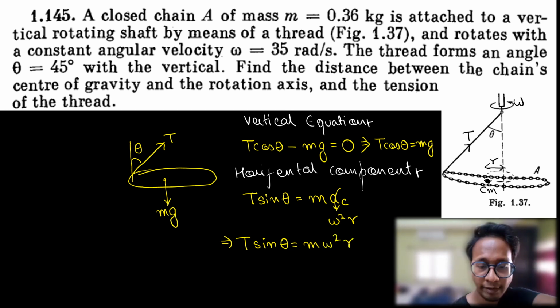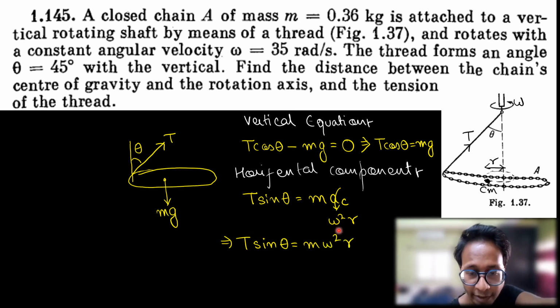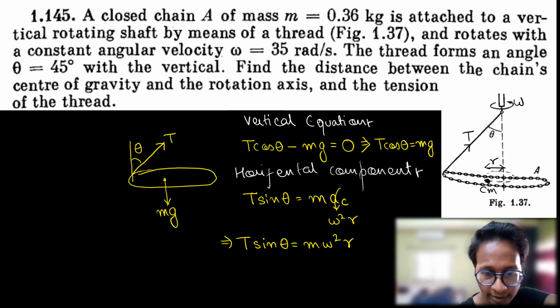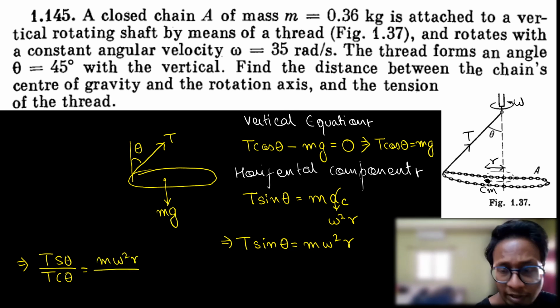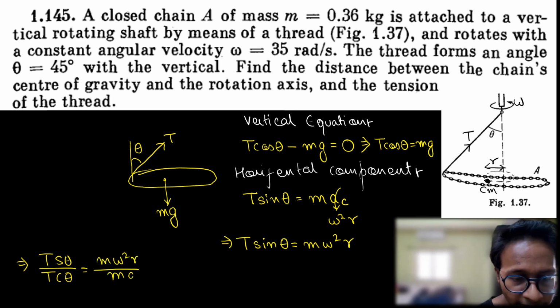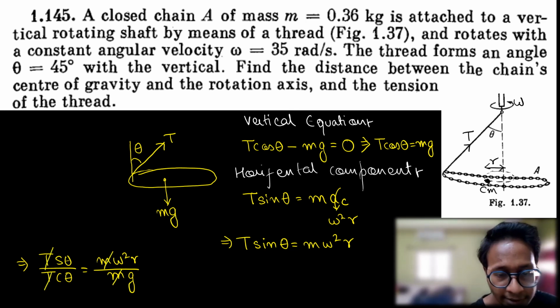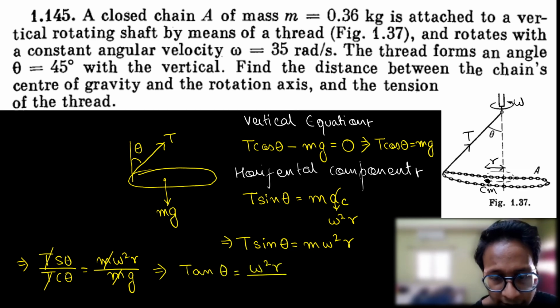If I divide the second equation by the first equation, T sin theta by T cos theta equals, what is the value of T sin theta? m omega squared r. What is the value of T cos theta? mg. T will get cancelled, m will get cancelled. Sin theta by cos theta is nothing but tan theta. So tan theta equals omega squared r by g.